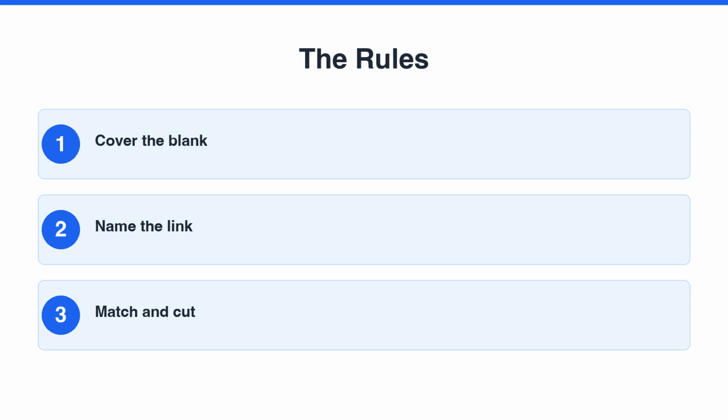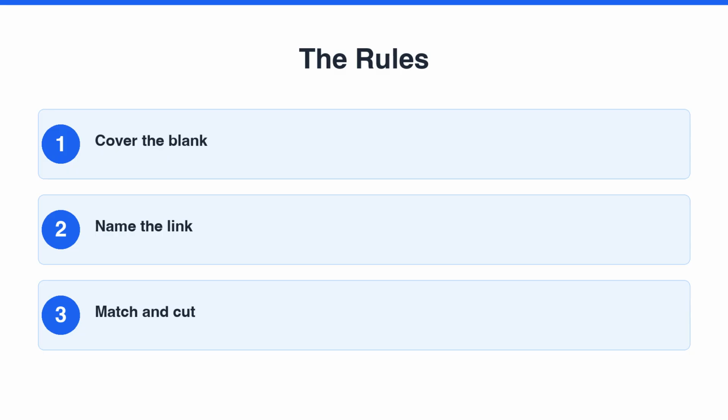Here is the system I just used, 3 checks. Check 1, cover the blank. Read the sentence before it and the sentence after it on their own before any answer choice can whisper in your ear. Check 2, name the link. Say in one word how the second idea relates to the first. Does it add, oppose, result, restate, or simply come next? Predict a word before you look down.